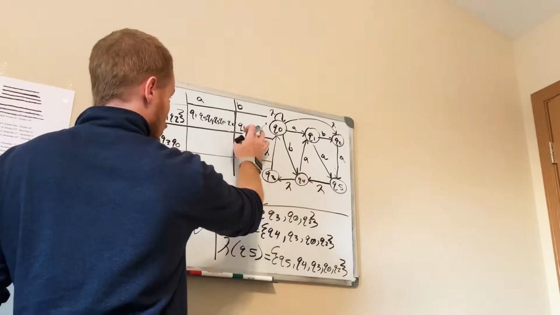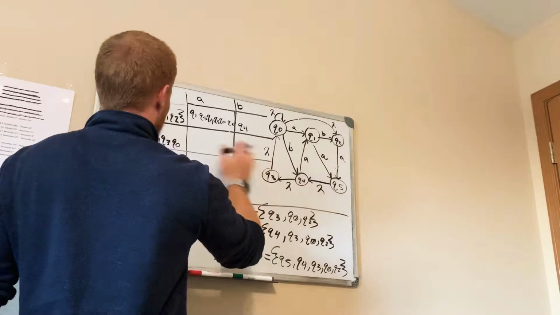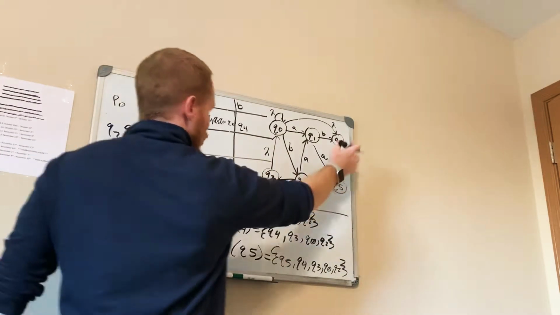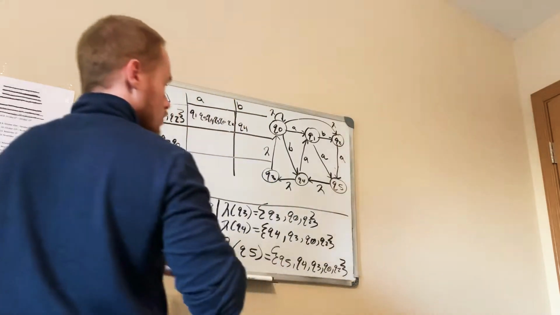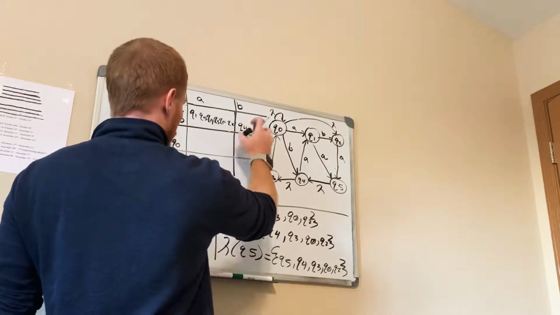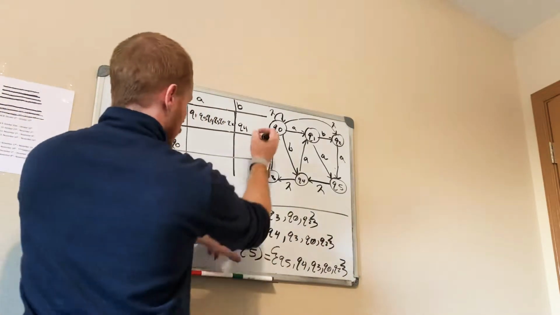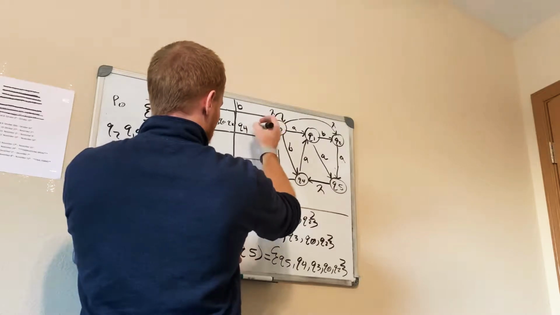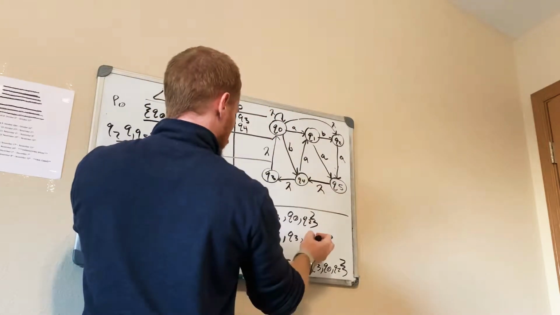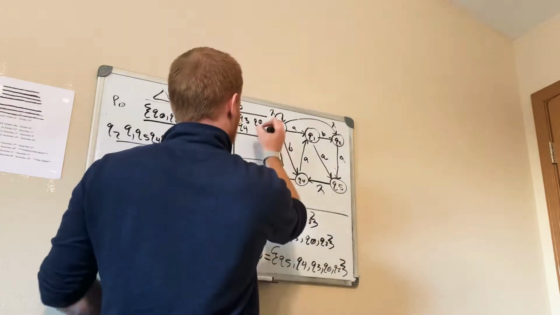There are no other places I can go from Q0. Let's grab Q2 with input B. From Q2, input B, nothing. So this is where I want to do my lambda transitions of Q4. It looks like I might have to go up here: Q3, Q0, and Q2.